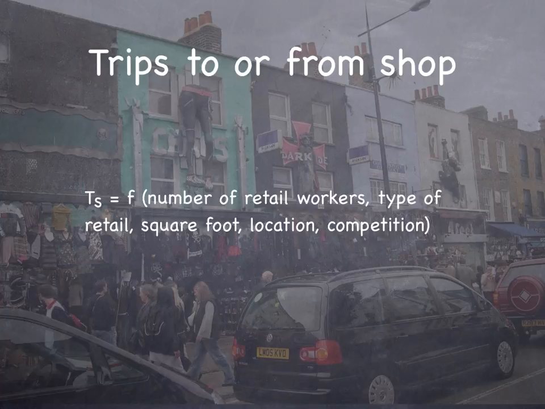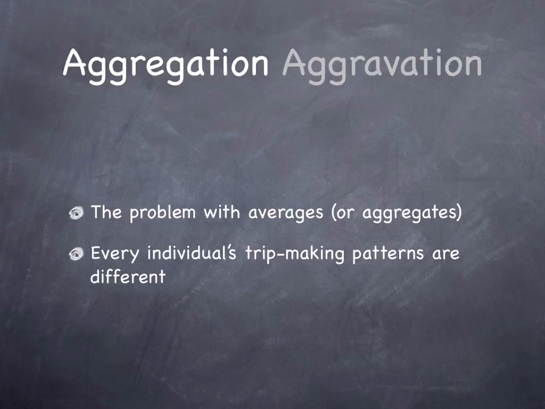There are many problems with averages and aggregation. Everybody's trip-making patterns are different. We talked in previous lectures about the model building process. We talked about specification of the model. So how you specify the model determines how it's going to work.